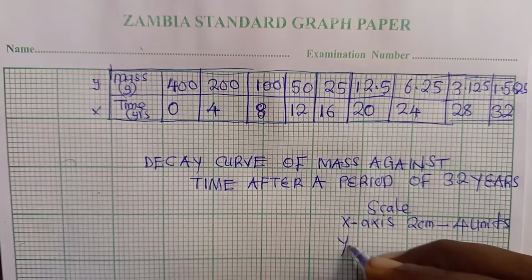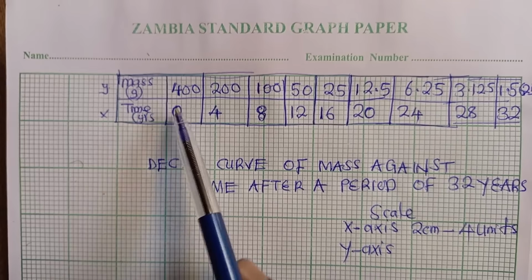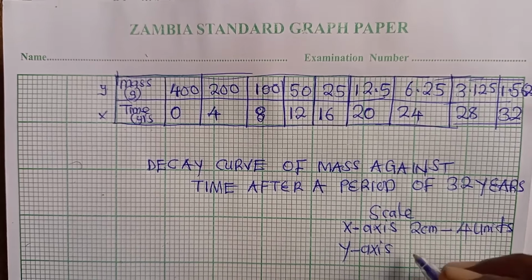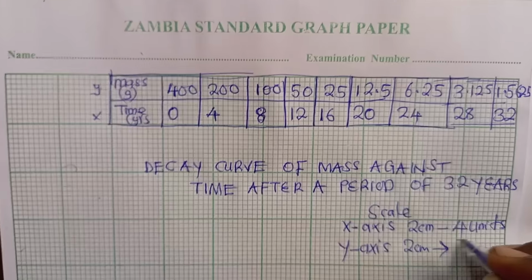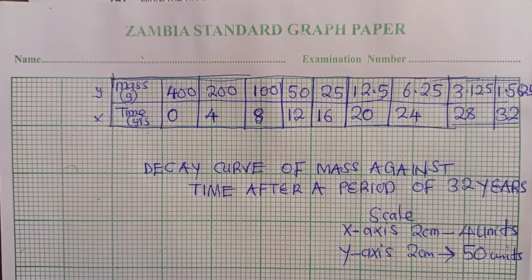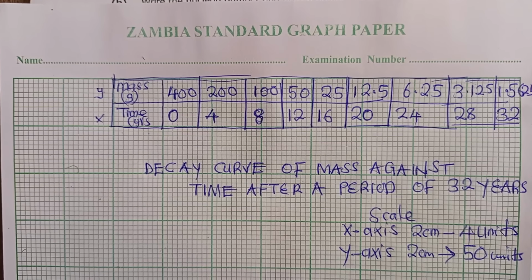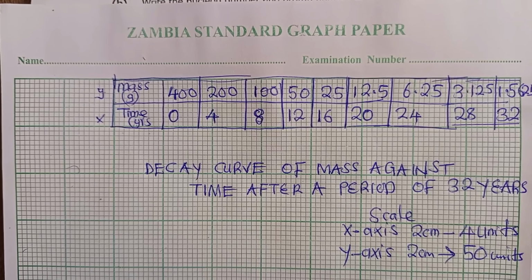On the y-axis, the target is 400. As long as I'm able to see the 400, everything will be okay. So I can use a scale of 2 centimeters to represent 50 units. There is no problem. Which means I'll be moving in 50s, so that I see that 400 on my graph.